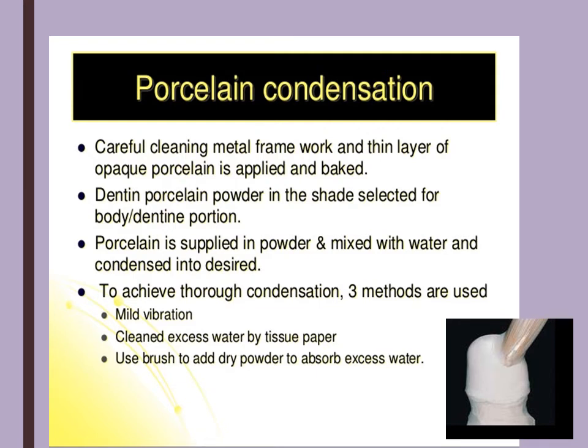Let's move on to the manipulation of porcelain. So porcelain is firstly condensed. We have the porcelain powder which we mix with water, and it is present in different shades, and that is selected first for the body or the dentine portion, and then it is condensed onto the prepared die into the desired shape and anatomy. And three methods may be used for condensation: mild vibration, clean excess water by tissue paper, and use a brush to add dry powder to absorb the excessive water.